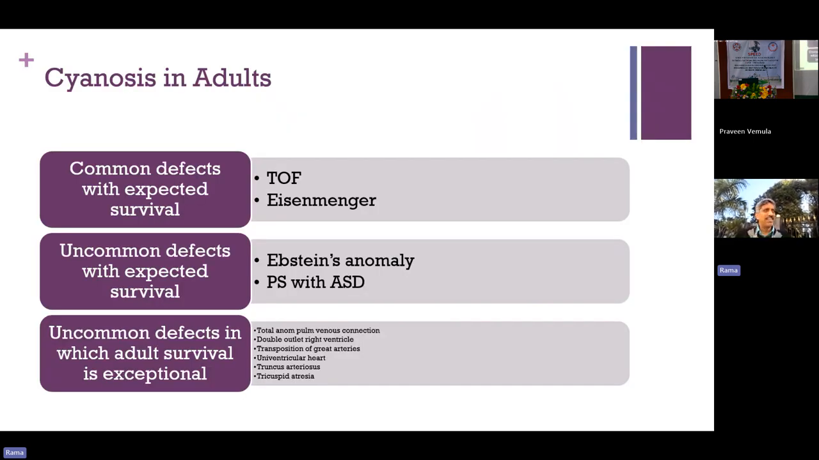Cyanosis in adults, in terms of frequency of occurrence as well as expected survival, can be classified into three categories. Common defects with expected survival are likely to be top in Eisenmenger syndrome. The uncommon defects with expected survival are Ebstein anomaly and PS with ASD, that is, what was initially called trilogy of Fallot. The uncommon defects in which adult survival is exceptional include all the other conditions like TAPVC, DORV, TGA physiologies, univentricular hearts, truncus arteriosus, tricuspid atresia, and so on.